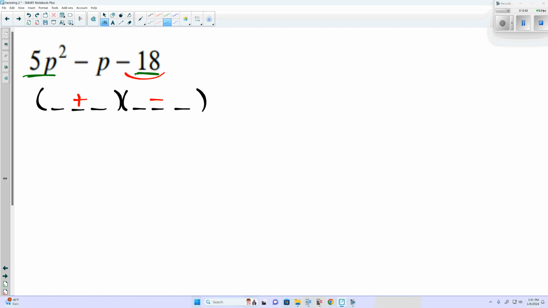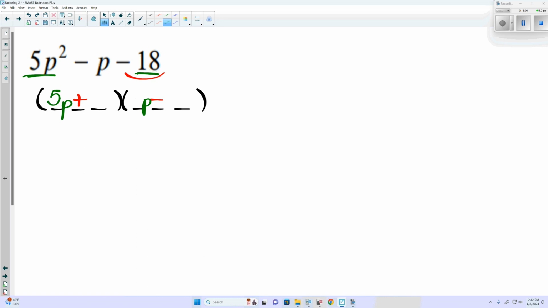Factors of the first and third term. Well, our first term is 5p squared. Well, our p squared would be p and p. And factors of 5 are 1 and 5. Are there any others? No. So we can go on and plug those in. 5 and 1.